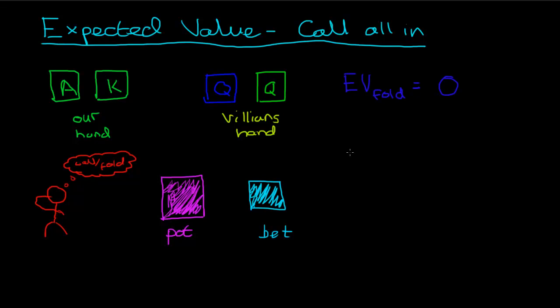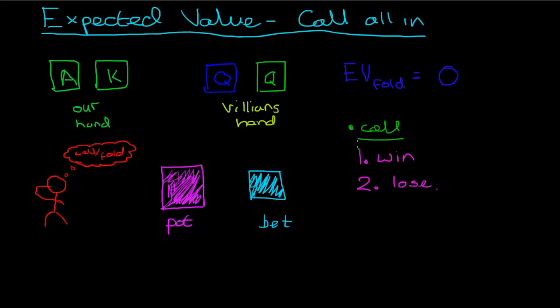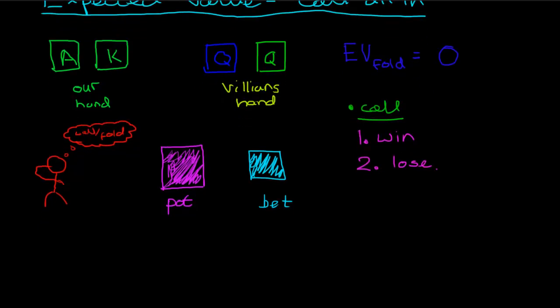Okay, so now what is the expected value of calling? Well, let's think about it. If we call, 2 things can happen. Well, actually 3, but we're only going to deal with 2. 1, we win, or 2, we lose. We're not going to deal with a draw. So, let's think what the relevant things are that we're going to have to deal with. Let's go back to the last lesson we did.